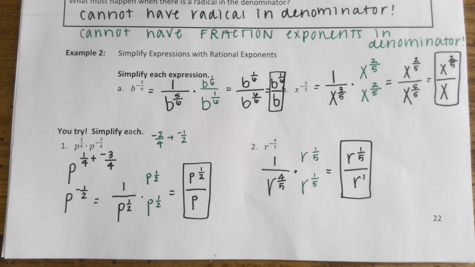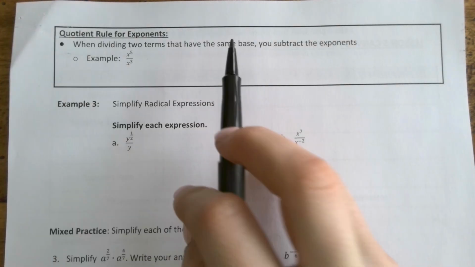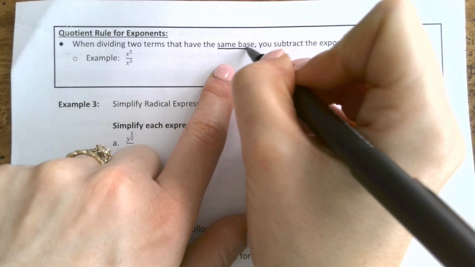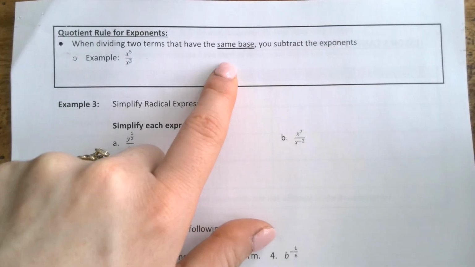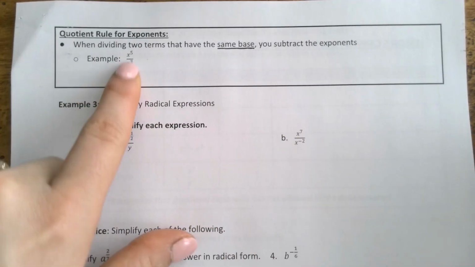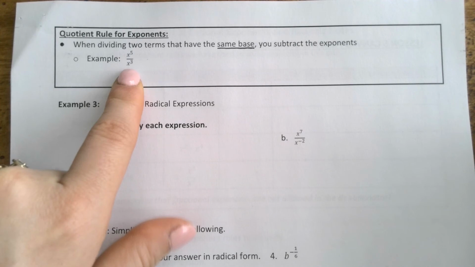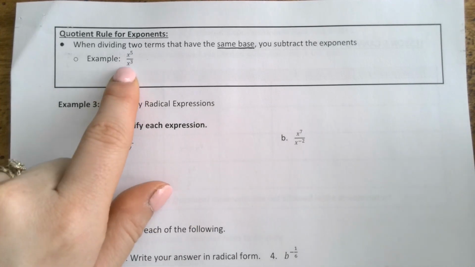Okay, the last exponent rule that we'll look at is called the quotient rule. This says that when we are dividing two terms that have the same base, just like we saw with the last few, they must have the same base, we are going to subtract the exponents. So if we're dividing two things that have the same base, like in this example, we have x to the 5th and x to the 3rd, I'm noticing that base is x for both terms. We are going to subtract the exponents.